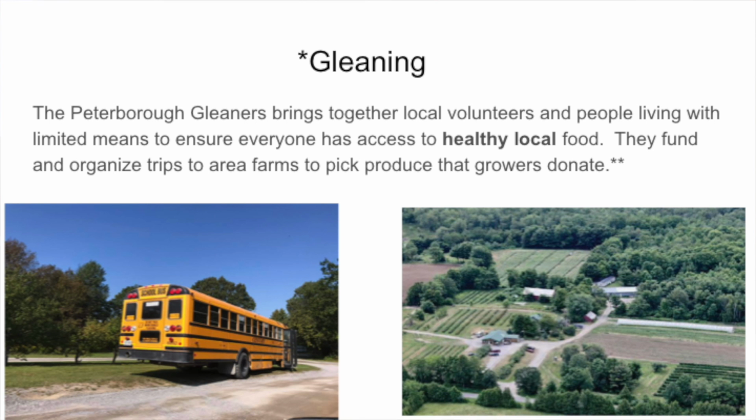So for example, at the end of the strawberry season, they'll call the Peterborough Gleaners and say, we're done picking, because they usually pick and sell at the farmer's market, but there's still a lot out there. So the Gleaners will organize a busload of people, and usually we advertise that at the food bank. People bring their own containers and baskets, and they just pick to their heart's content, whatever's left over. And they do it for different vegetables and fruit.